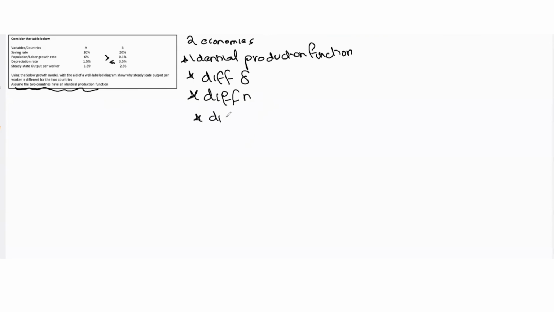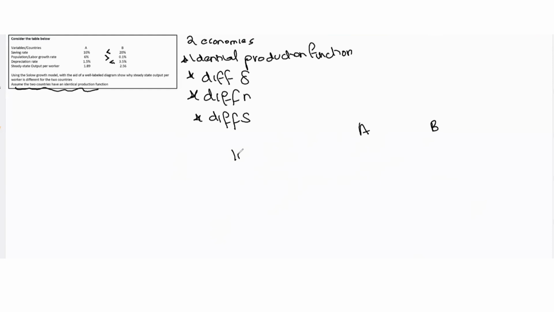And we have different s. The savings rate is higher in country B. Right, so the savings rate is higher in country B. So now what we want to do is compare both of them. So we have A here and we have B here.